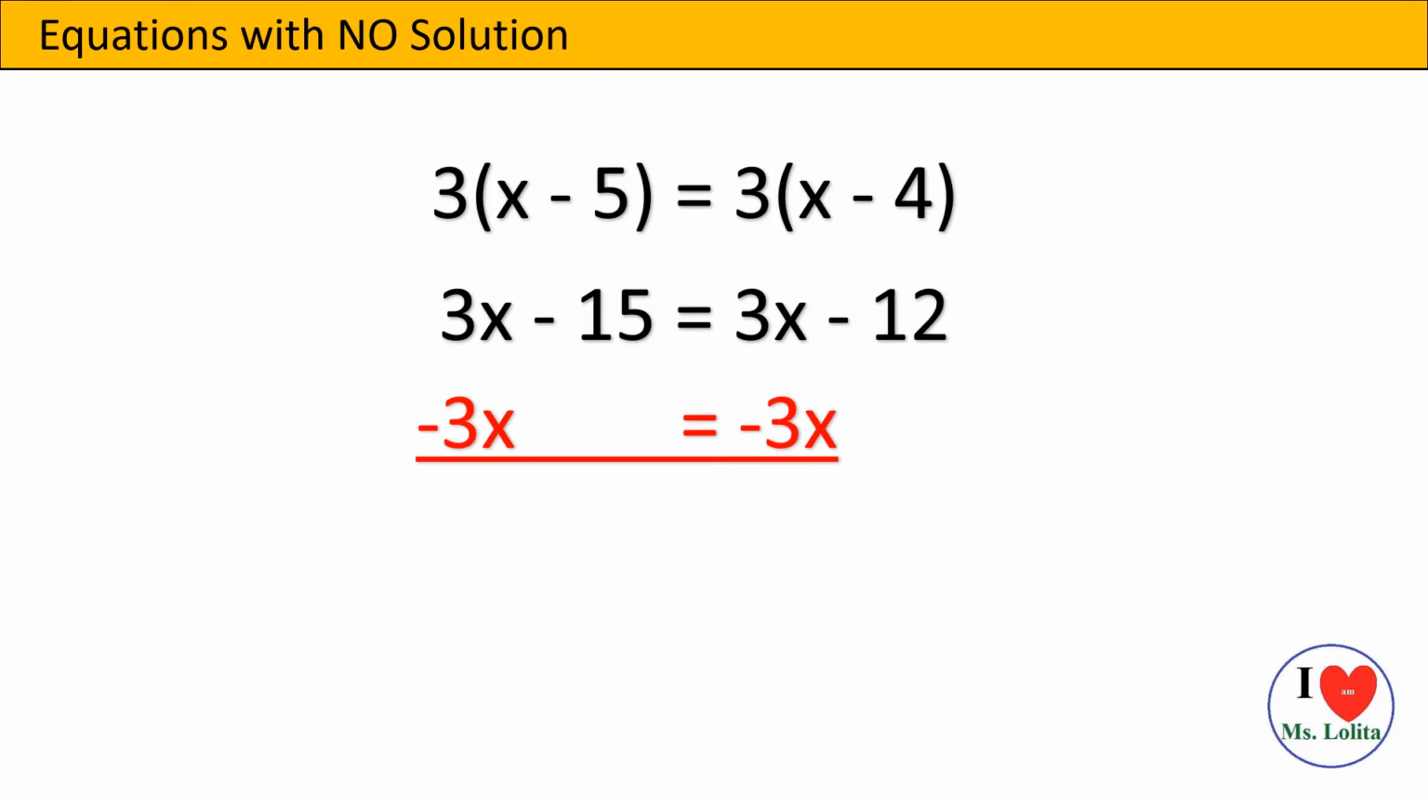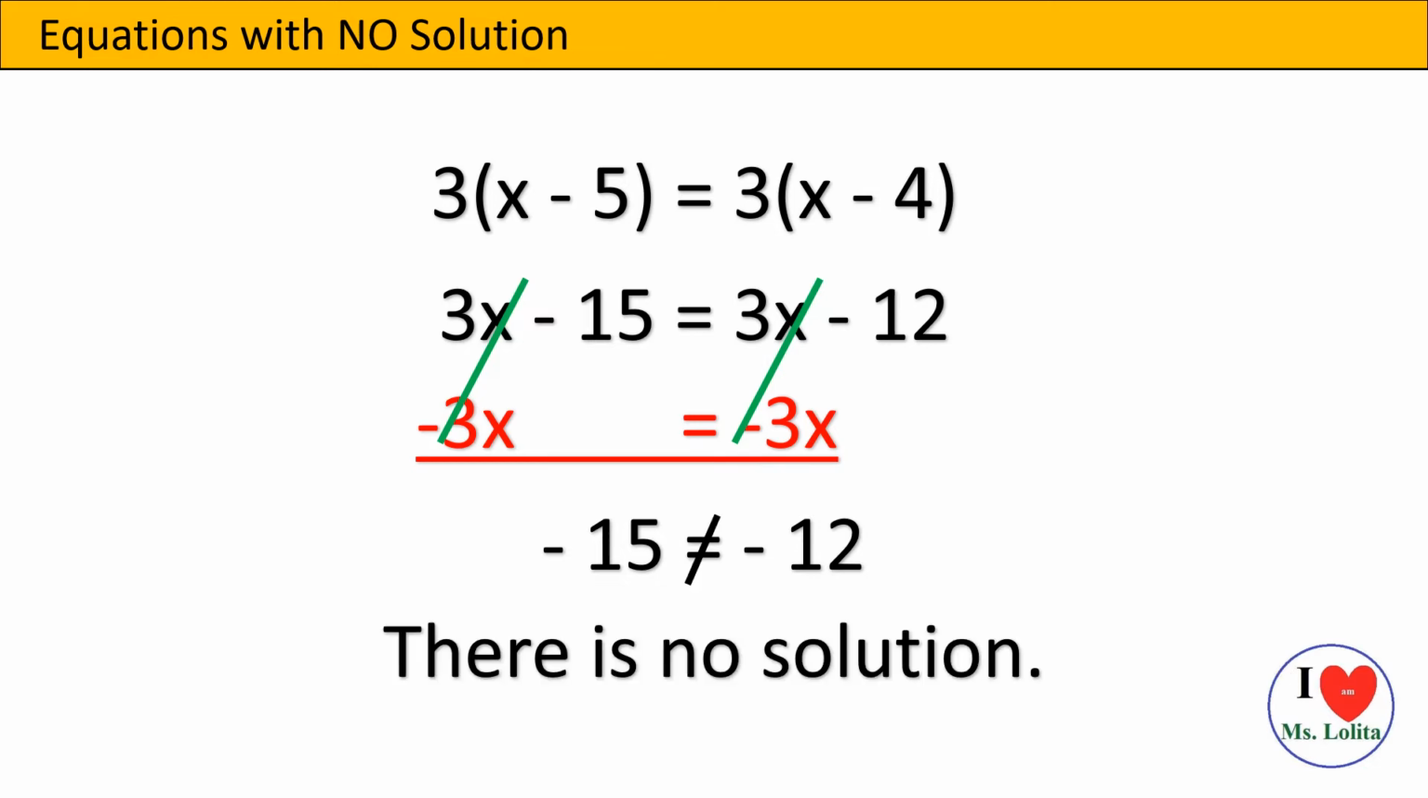You can notice that 3x is present on both sides of the equation, so we can subtract it. Therefore, we can eliminate 3x on both sides of the equation. And we can come up with negative 15 is equal to negative 12. We all know that negative 15 is not equal to negative 12. Therefore, there is no solution.